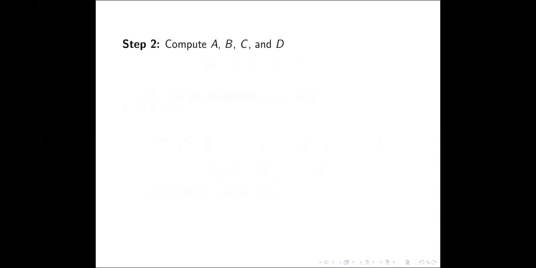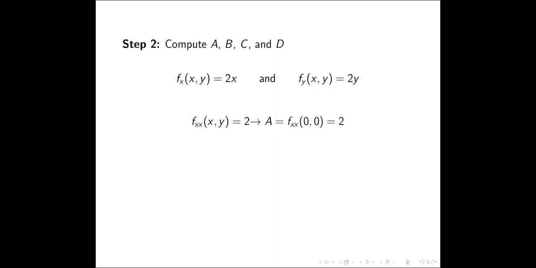Now we are ready to compute the values of a, b, c, and the discriminant d. Again, for step 2, compute the second order derivatives. So let's just bring back fx and fy here. Then we get the second order derivatives. Now, if you differentiate this with respect to x, it's just 2 for fxx. So we plug in the critical point (0, 0). And since it's just a constant, at (0, 0), the value is also 2.